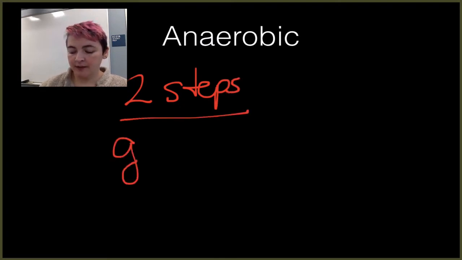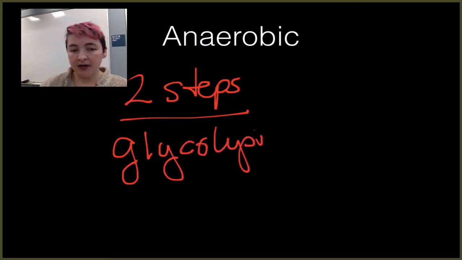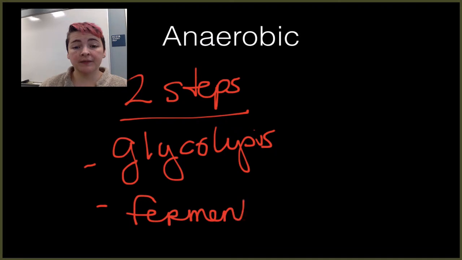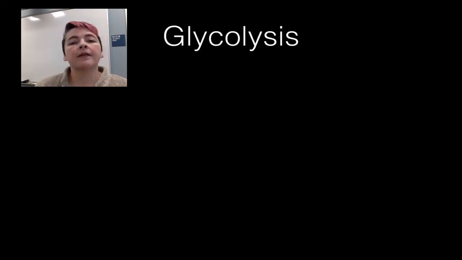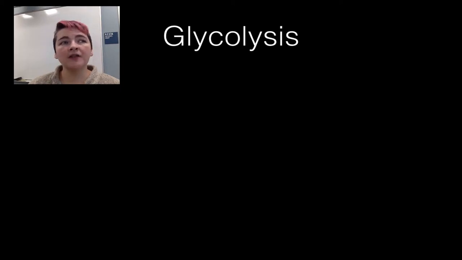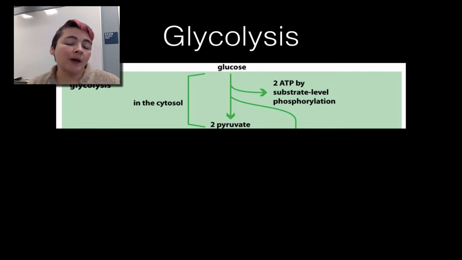There are two steps. The first step of respiration is glycolysis, and this is the same for both types of respiration. The second step in anaerobic respiration is fermentation. The first step, glycolysis, is the same between anaerobic and aerobic respiration. This is said to be the earliest, evolutionarily, energy pathway because it is done without oxygen. It's done in the cytoplasm, something that all organisms can do.